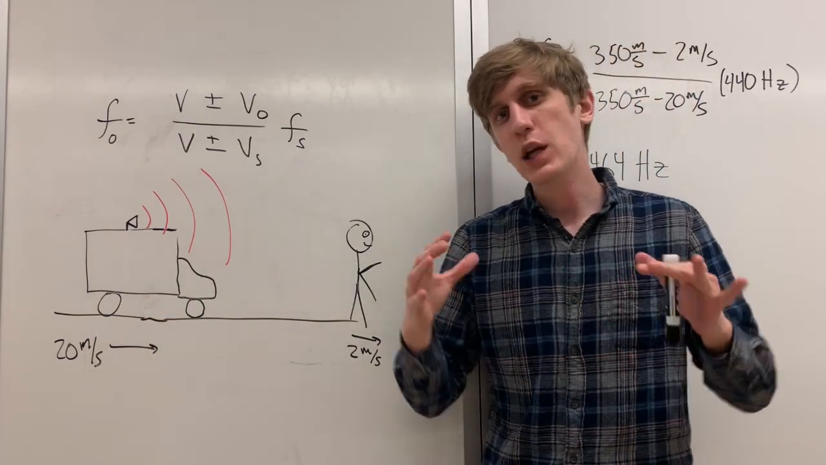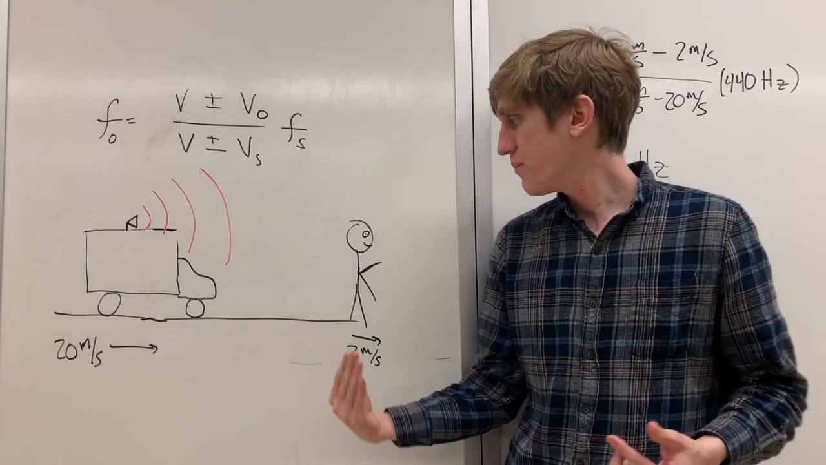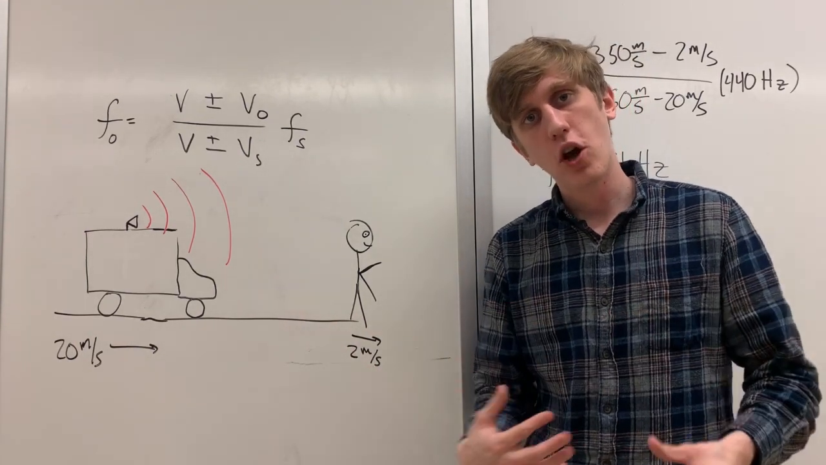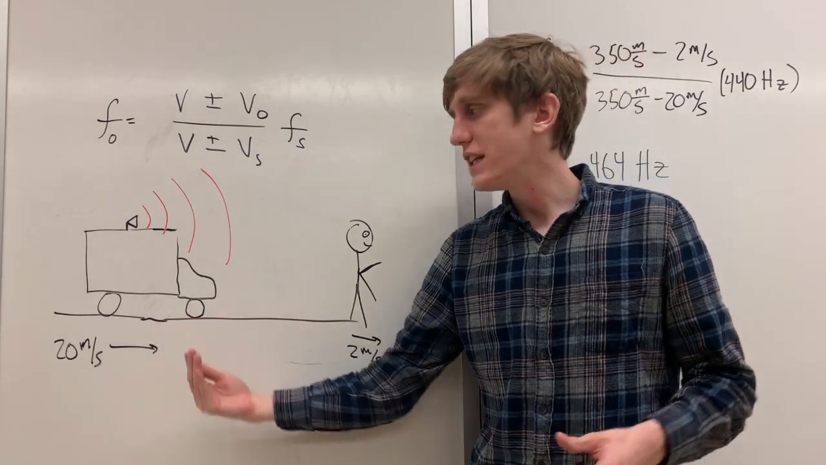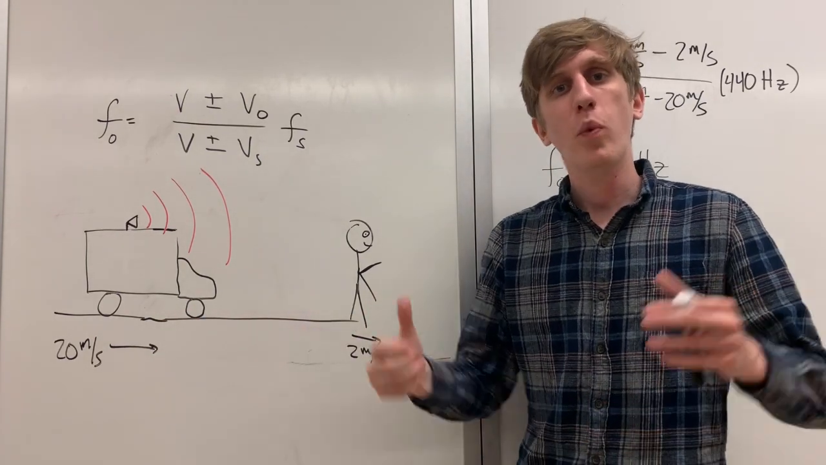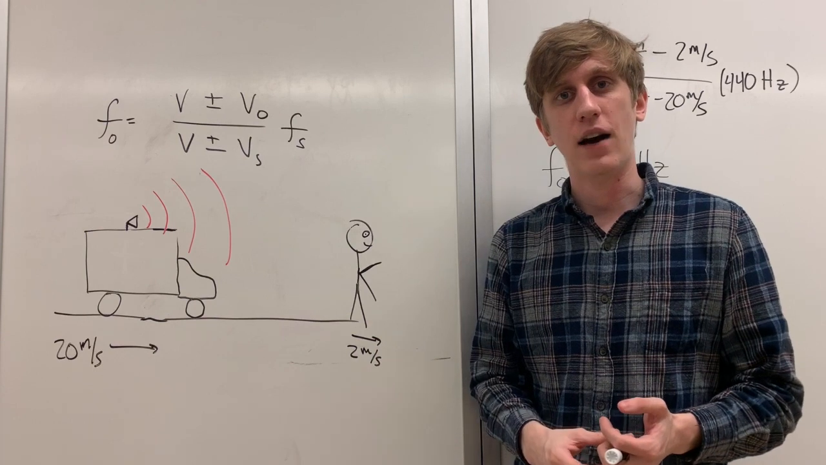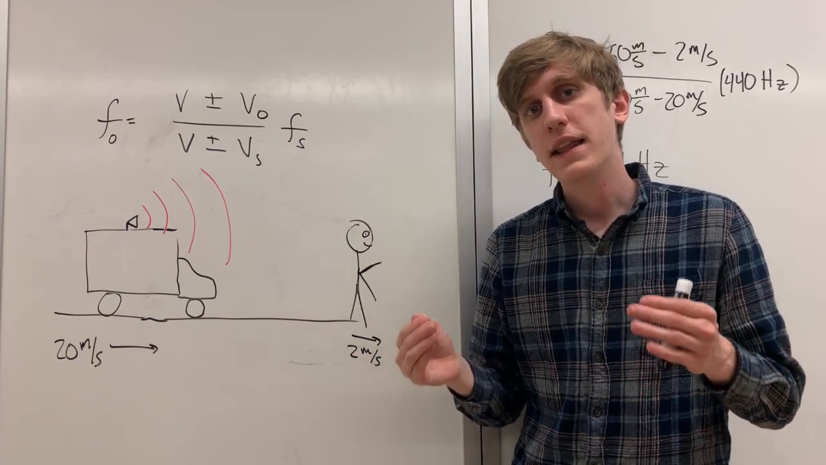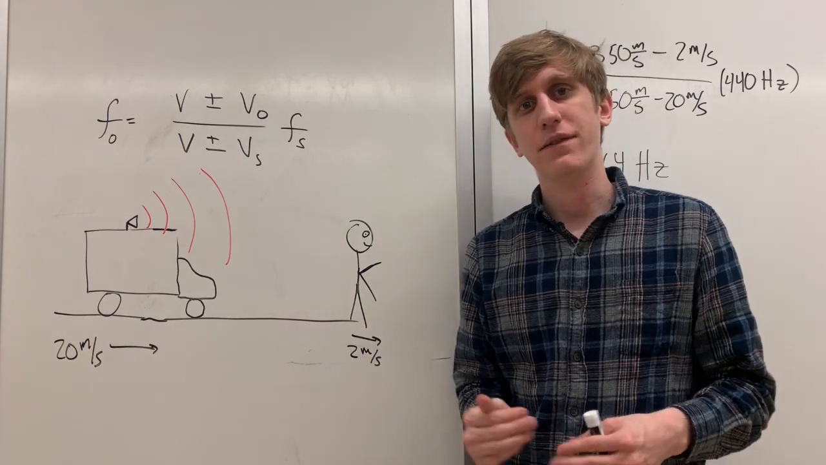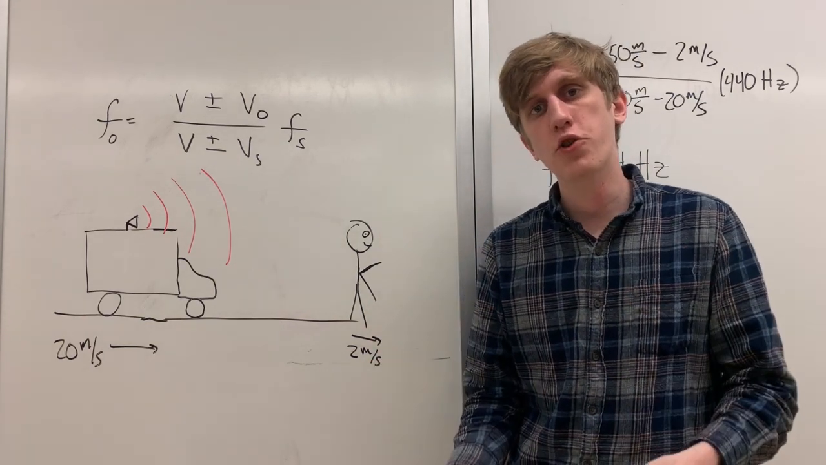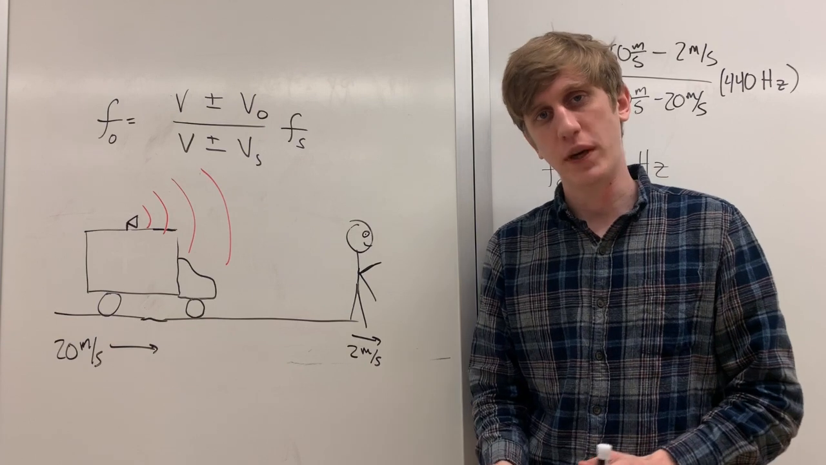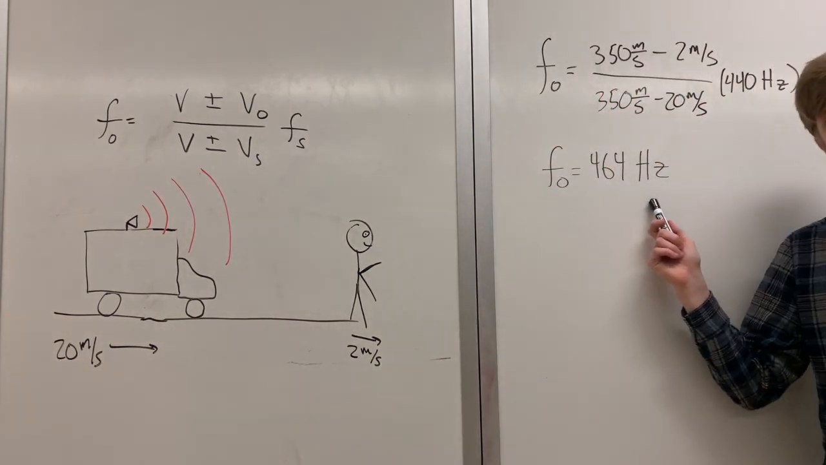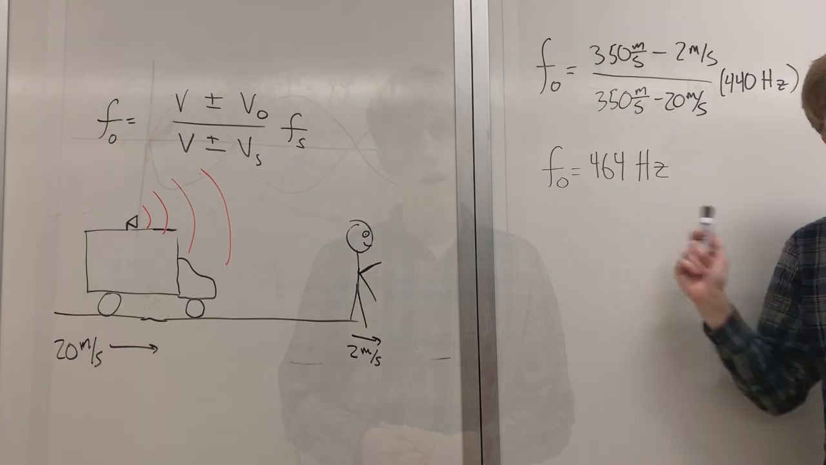Notice in this case there are two competing effects. The observer is moving away, which should make the sound lower. But the source is moving towards the observer, which should increase the pitch of the sound. Because the source is moving so much faster than the observer, the effect that increases the frequency is significantly larger than the effect that's decreasing the frequency, leading to overall an increase in the frequency of the sound.